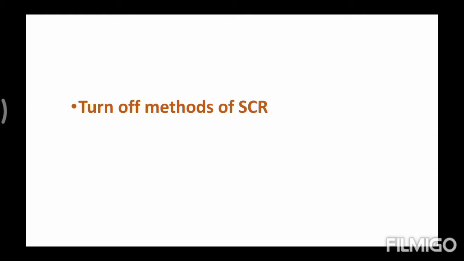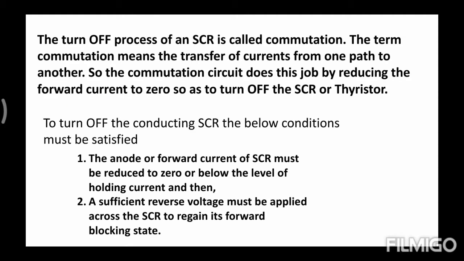So let us see what the turn-off methods of SCR are and what we call them. The turn-off process of the SCR is called the commutation process. So let us see the definition of this commutation process. The turn-off process of an SCR is called commutation.